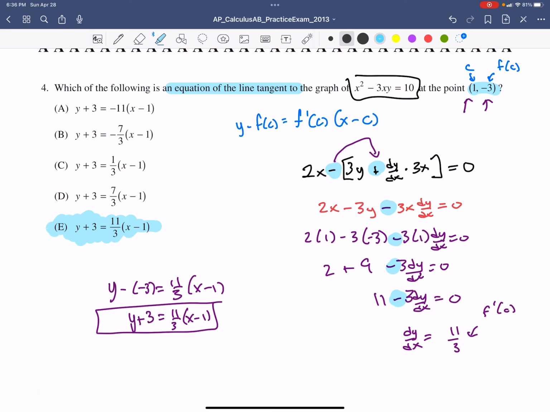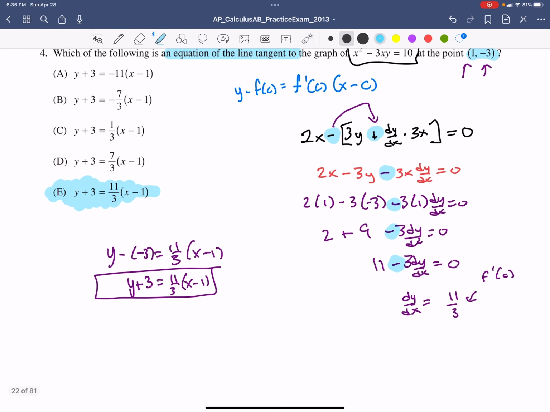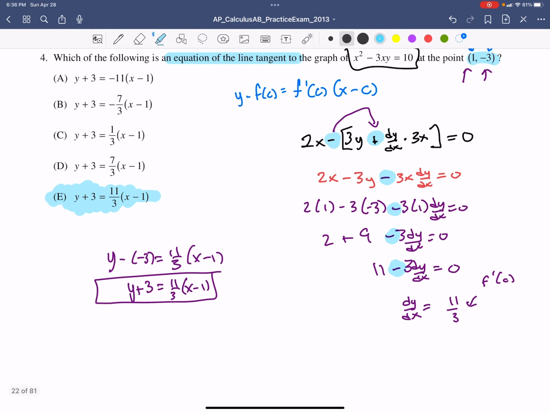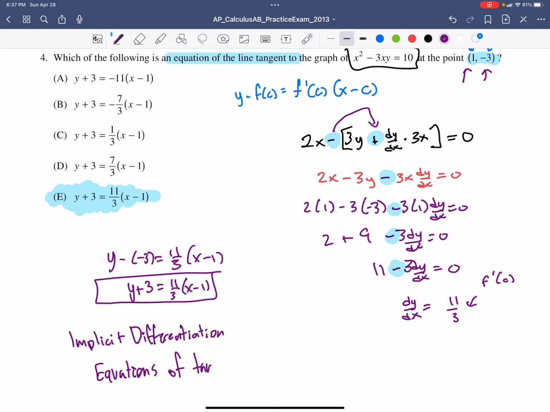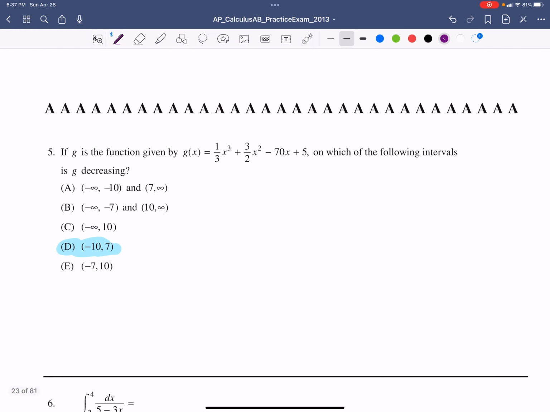But I'm going to go on to the next question. If you struggled with this question, you need to know implicit differentiation. That's the topic you need to practice. And along with implicit differentiation, you need to practice equations of tangent lines. Those will be the topics you need to look up if you practice this problem. Next up, we have problem 4.